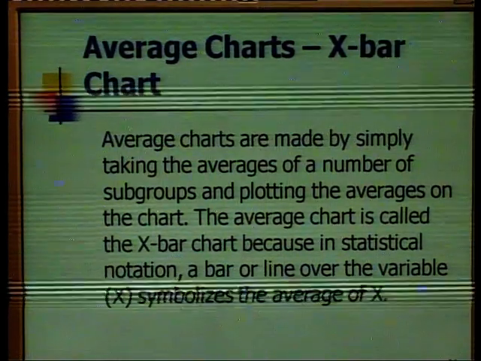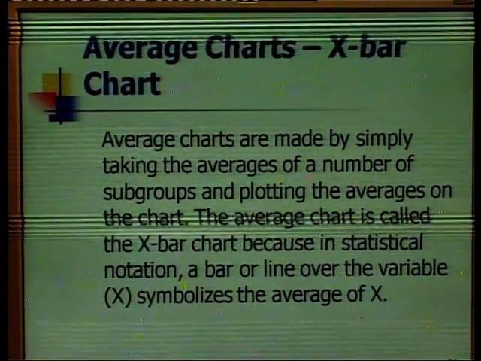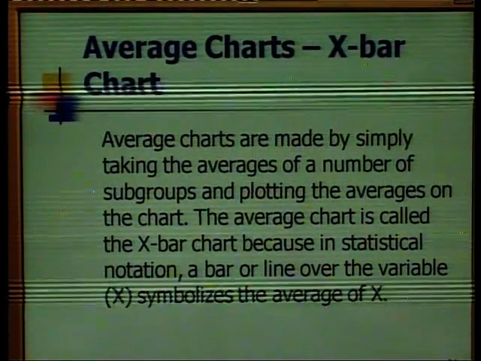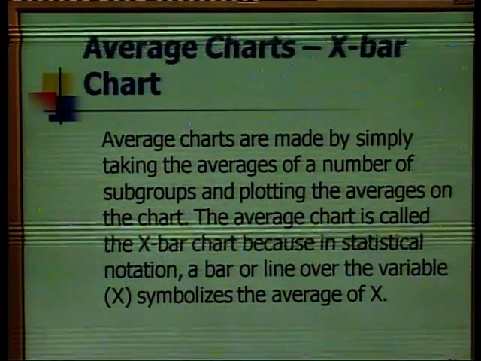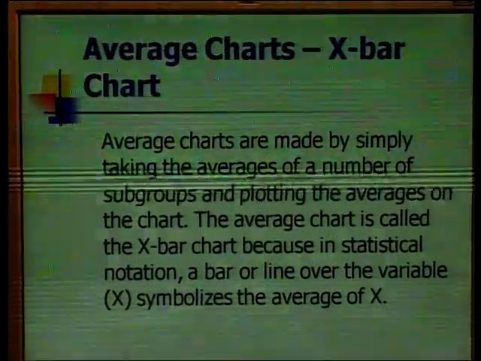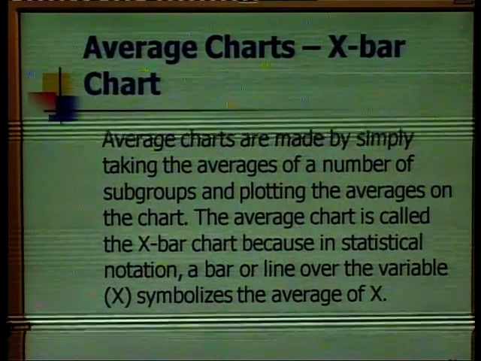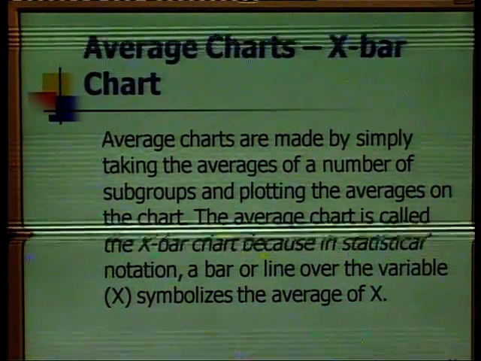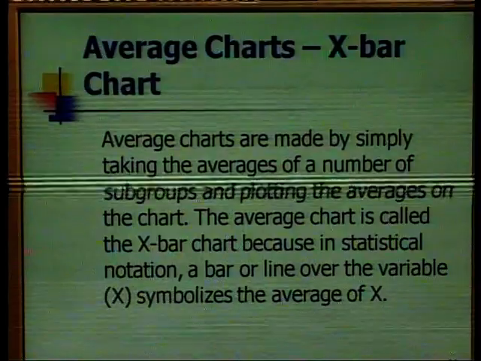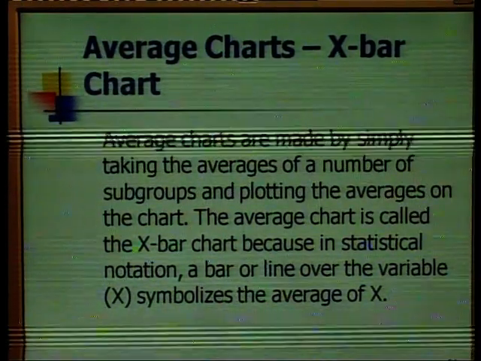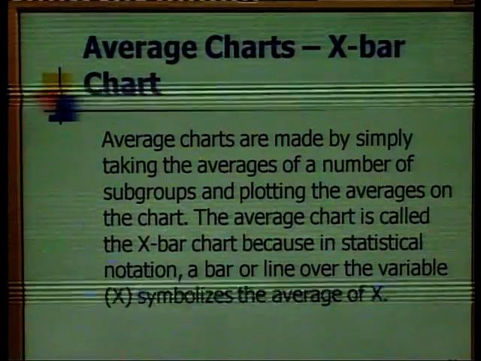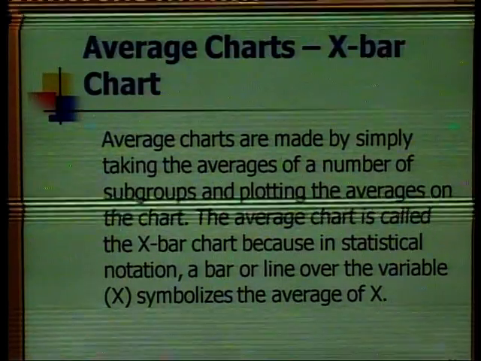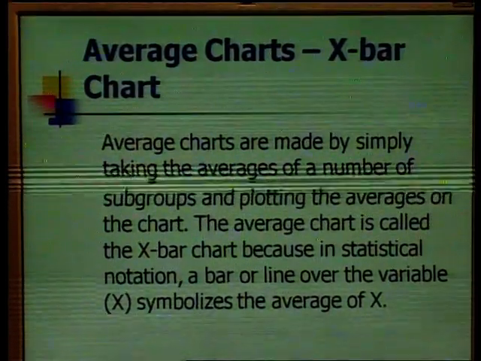Next comes the average chart or X bar chart. Average charts are made by simply taking the averages of a number of subgroups. There are subgroups 1 to 3, each having individual observations, and we take the average of the observations of one subgroup, and by considering the averages of different subgroups, we plot them on the chart, and that chart is called the average chart. The average chart is called the X bar chart because in statistical notation, a bar or a line over the variable symbolizes the average of that variable, or x.